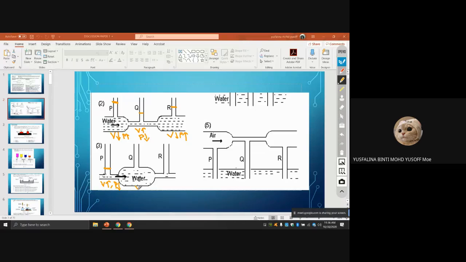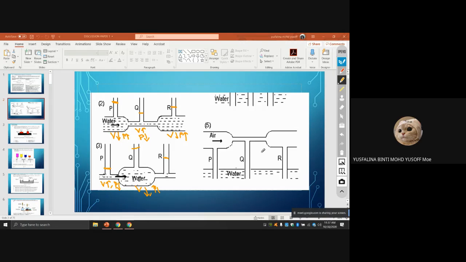And this one, the velocity is lower, so the pressure is higher. So this one is the highest one. And this one should be in between those two, P and Q.